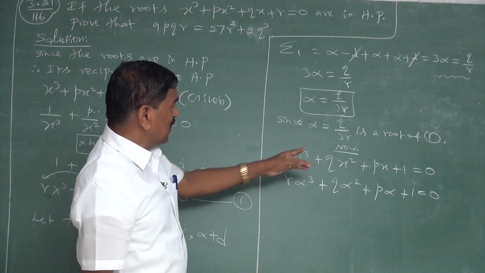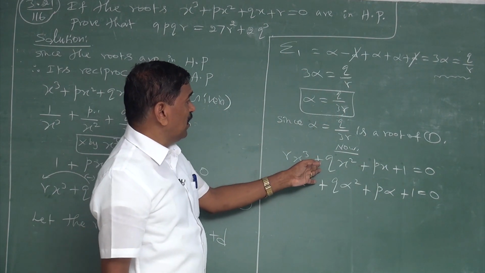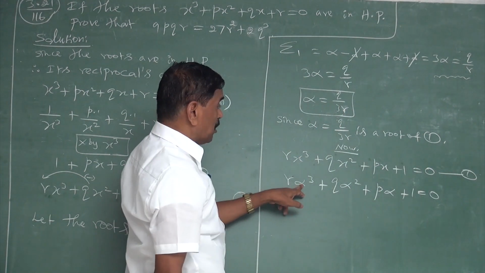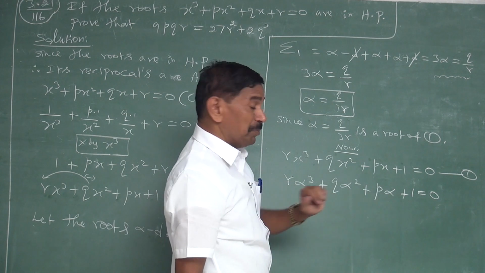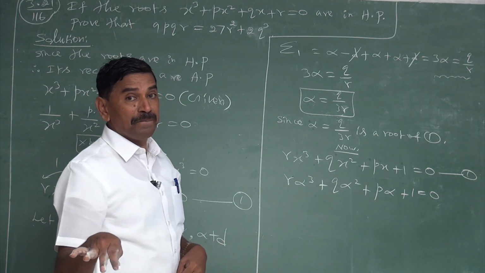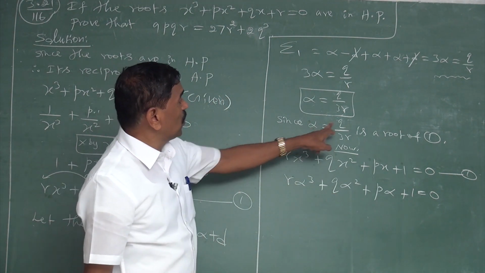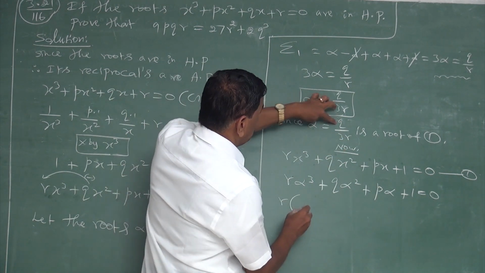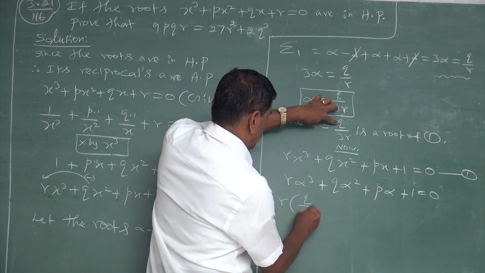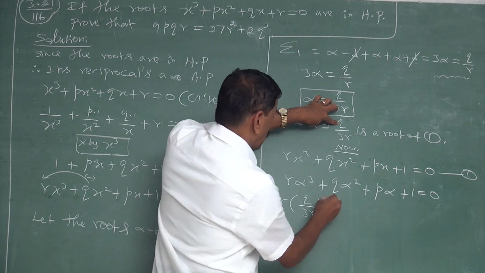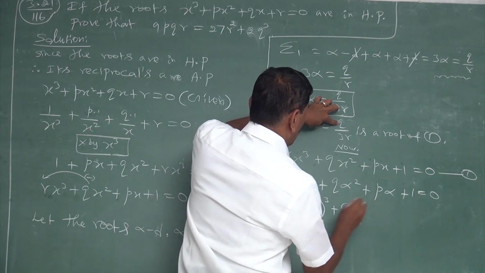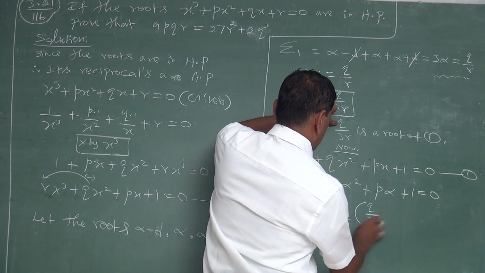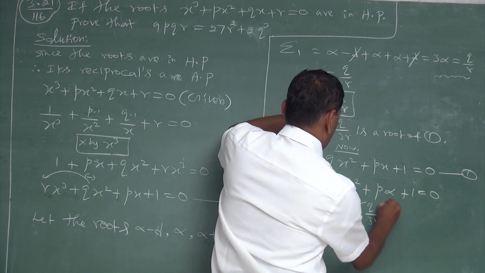Now, since alpha is a root of the first equation, therefore alpha satisfies the equation. So x is replaced by alpha. Put alpha equal to q by 3r. That is r into q by 3r the whole cube, plus q into alpha, where alpha is equal to q by 3r, q by 3r the whole square.